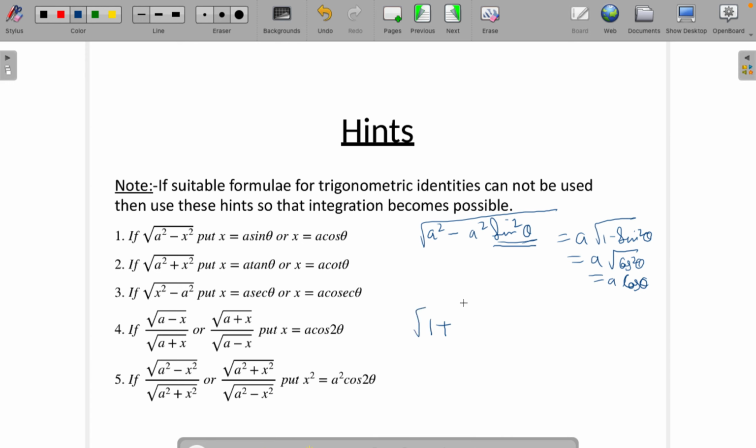So under root of (1 minus cos 2 theta) over (1 plus cos 2 theta). Children, 1 plus cos 2 theta can also be written as 2 cos square theta, and 1 minus cos 2 theta can be written as 2 sine square theta. That means these terms will get simplified. Similarly, if under root of (a square minus x square) divided by (a square plus x square) is present, we will put x square as a square cos 2 theta.